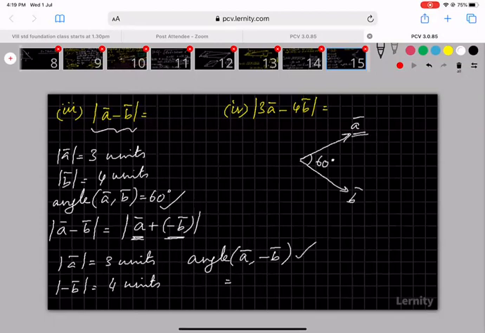You have A bar. Don't worry about it. You have B bar. Draw minus B bar now. So this would be minus B bar. Angle between A bar and minus B bar would be this angle. What do you think it will be? 120 degree, because these two angles form a straight pair. This is 60 degree. This must be 180 degree minus 60 degree, which is equal to 120 degree. So if angle between A bar and B bar is 60 degree, then angle between A bar and minus B bar is 180 degree minus theta, 60 degree, which is 120 degree. Okay.